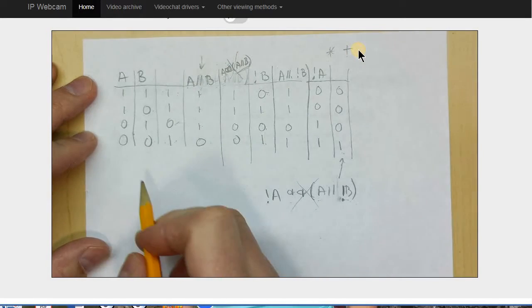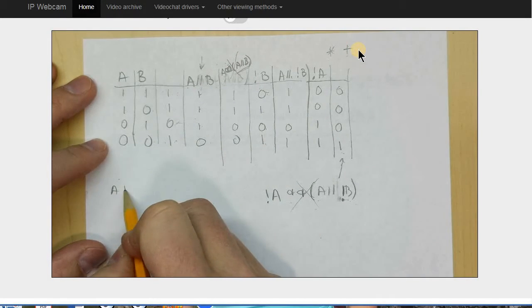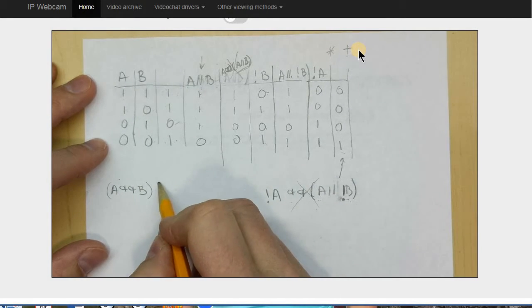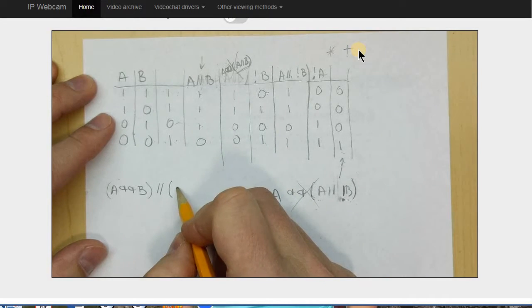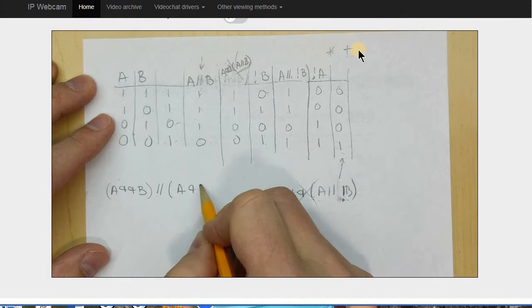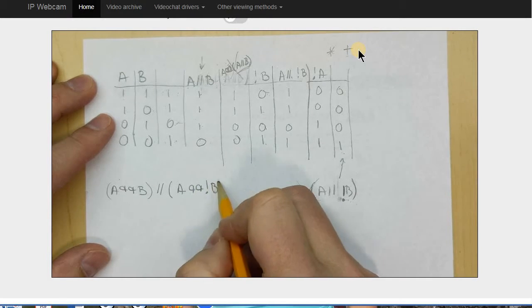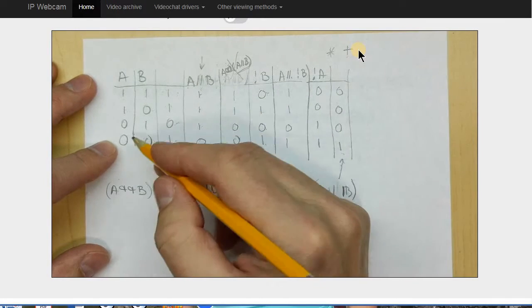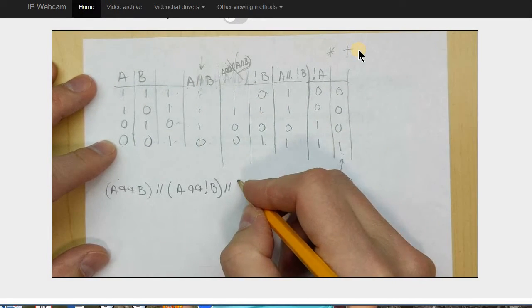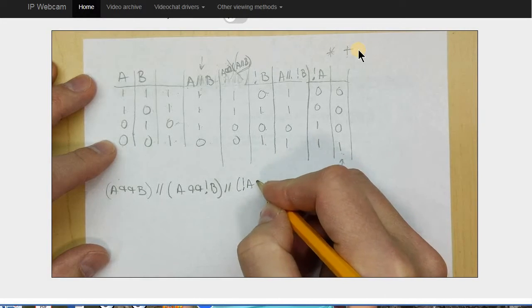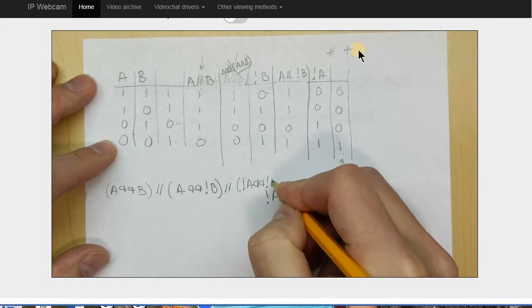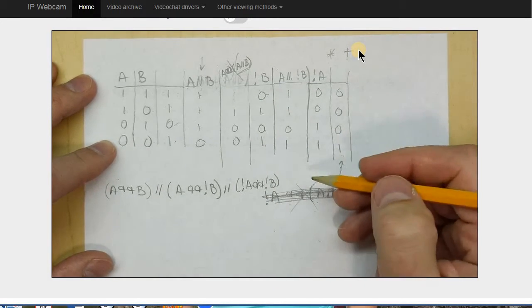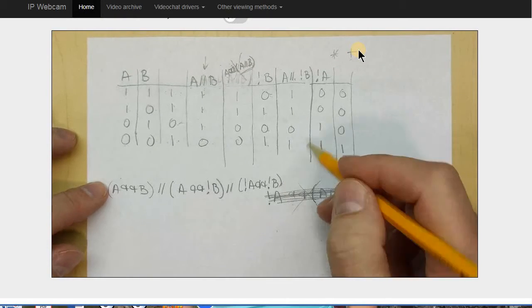So let's write that down. It's true when A and B is true, or when A is true and B is not true, this one, or, I'm going to run out of room here, when A is false and B is false, not A and not B. Cross this off so you don't get confused with what I'm doing here. So this is the statement right here.